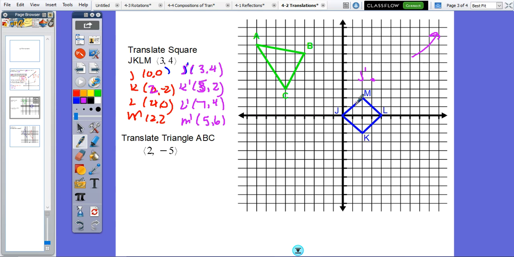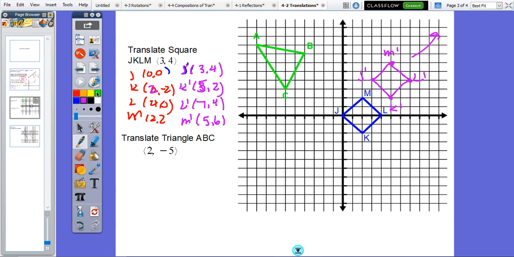So that'd be at 5. It'd be 5, then 2. That's our K prime, right there. L prime will be at 7, 4. That's L prime. And then M prime will be up here. And there's your square that got shifted up. Oh, diagonally, per se. Everything got moved this way.